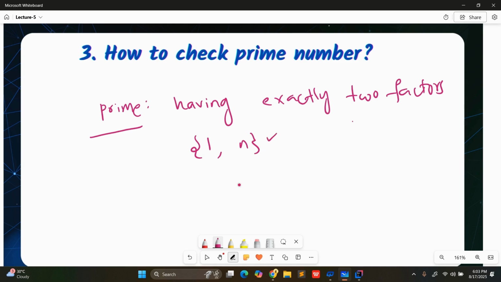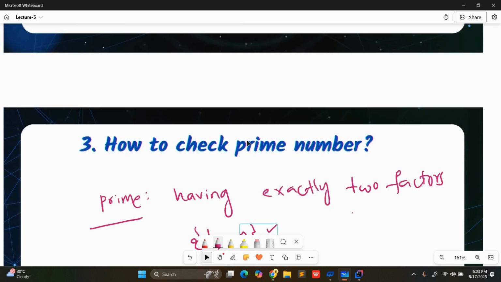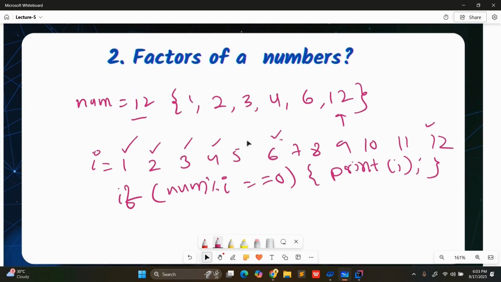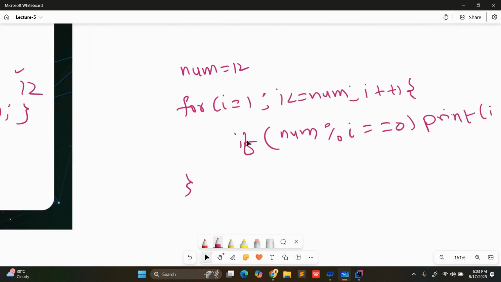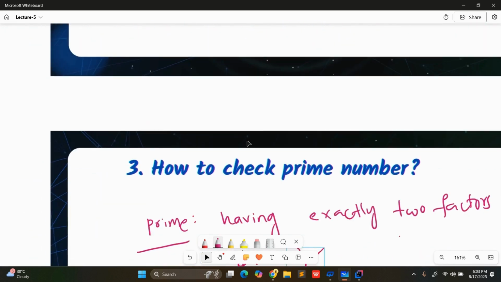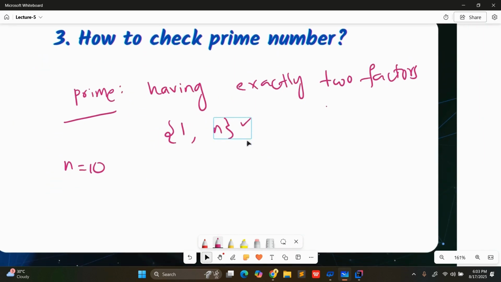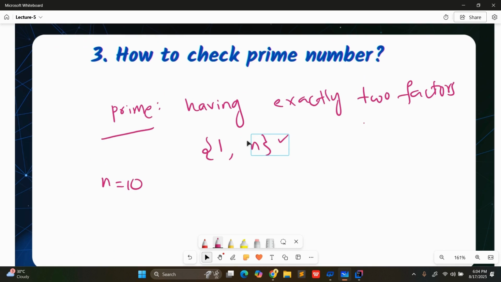Let's say I have n is equal to 10. How can I check that the number has only two factors? It's similar to the previous problem. This is very standard, you know how to find all the factors. So if you do the same thing, you can find all the factors of 10 and count them. Let's say I have n is equal to 10.